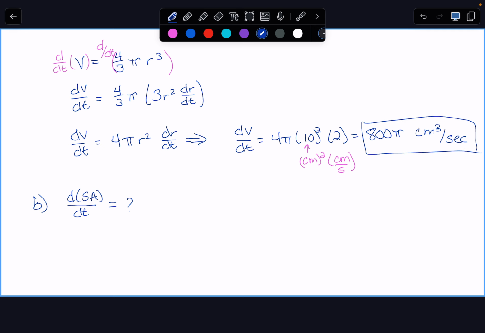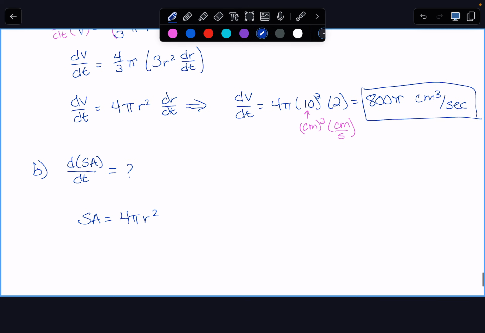What's the surface area of a sphere? Anybody remember that one? It's actually right up here. It's 4 pi r squared. I love how these are all related. Kind of cool. Okay, so again, I have all the information on the radius. So I'm going to go ahead and take the derivative with respect to time of both sides.